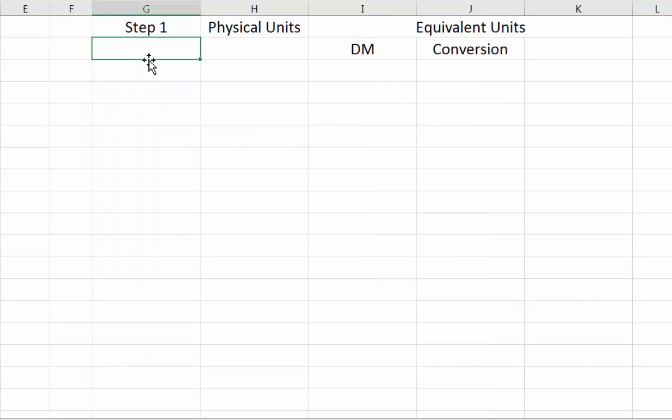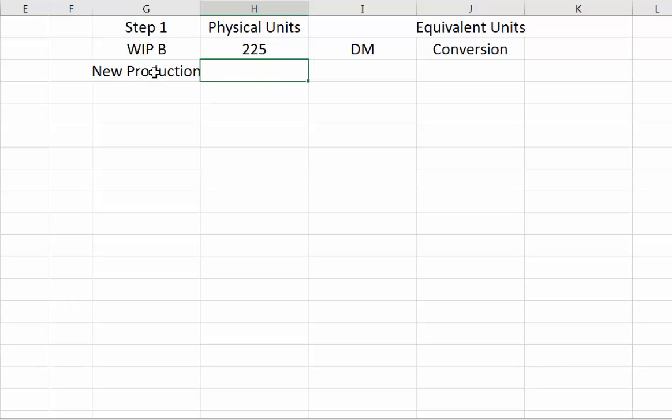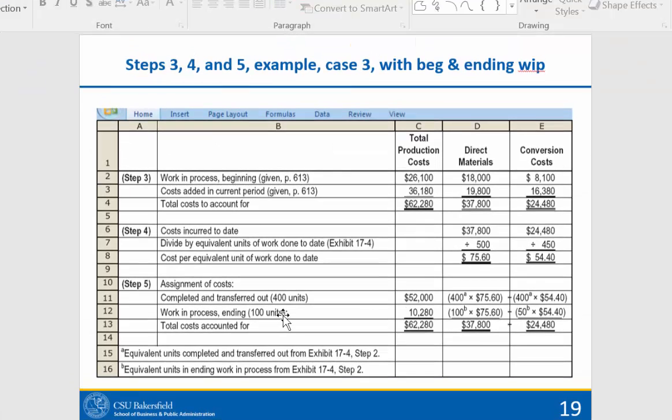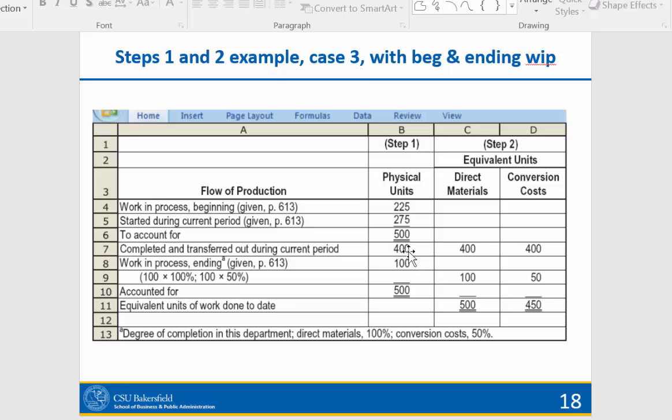Next, I'm going to take a look at how many you have in the beginning inventory. WIP beginning inventory, I think we have 225. Then you have new production, and we have 275. So in total we're looking at 500 units that we are going to manufacture. We are going to complete and transfer 400, and eventually we have 100 left in work in process.